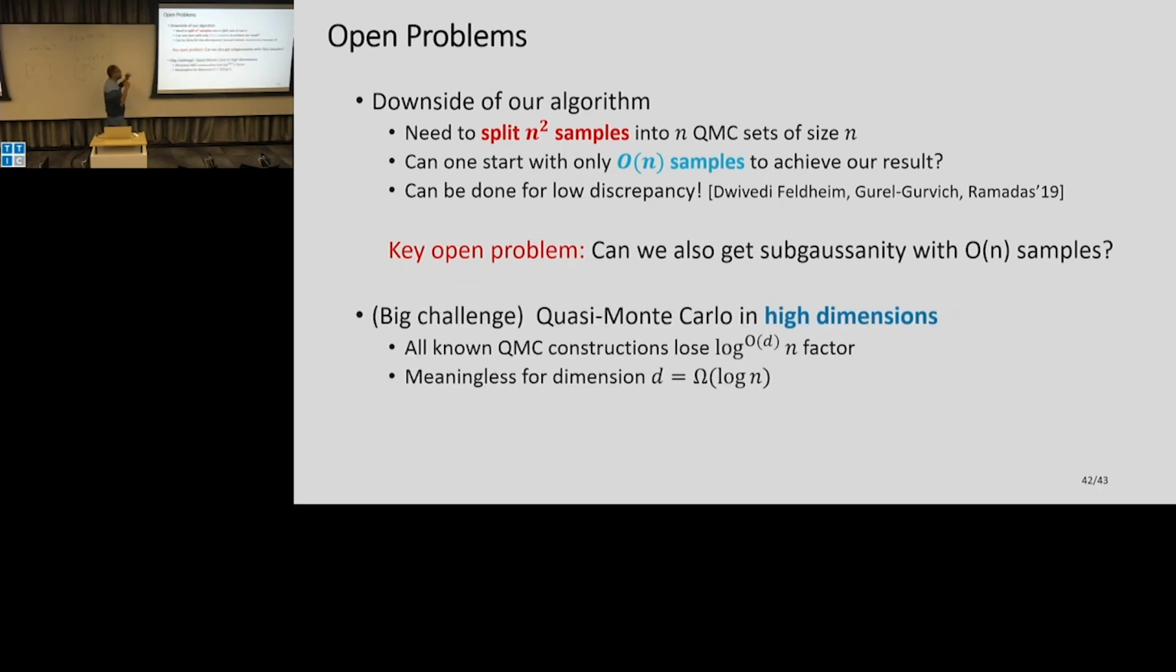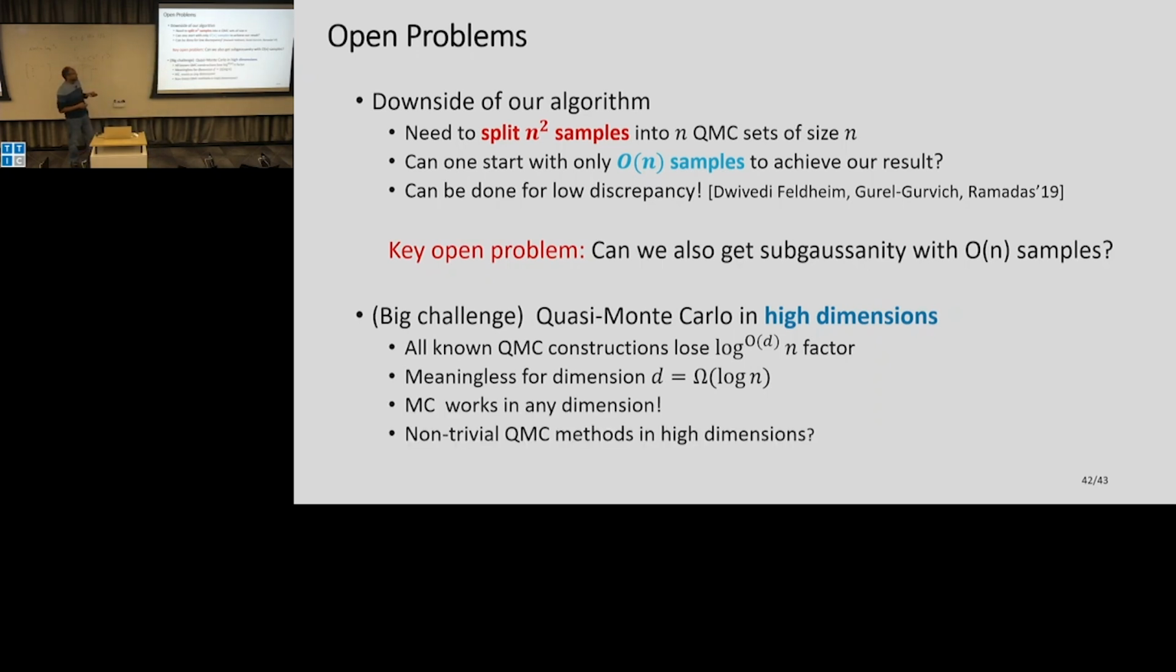Another, much more major challenge in this area, and this is a very ambitious thing probably, is what happens for Quasi-Monte Carlo in higher dimensions. So remember, all these QMC constructions lose a log to the d n factor. So if your d is even just log n, this is completely meaningless. So this theory completely breaks down once you go there.